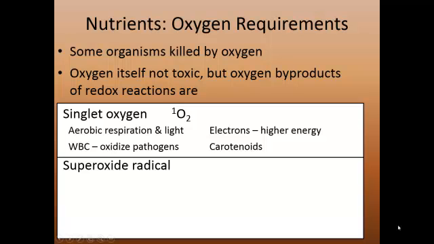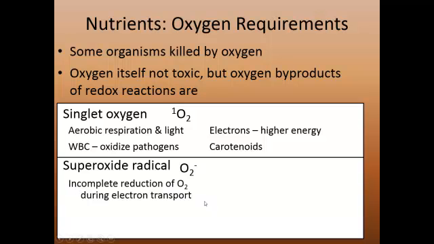So superoxide radicals are produced when carotenoids take care of singlet oxygen, and we represent them like this. They are formed during incomplete reduction of oxygen during electron transport. So when oxygen is being the last terminal electron acceptor, it picks up the electrons, but it hasn't picked up a hydrogen yet. So it wanders around, it's got a negative charge, it wanders around pulling hydrogens off of molecules that shouldn't have hydrogens pulled off of them.